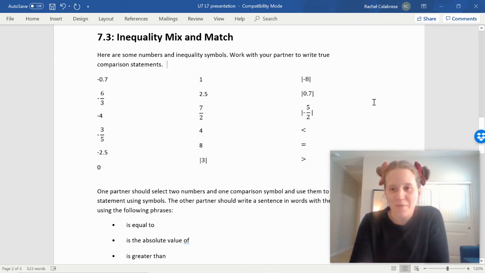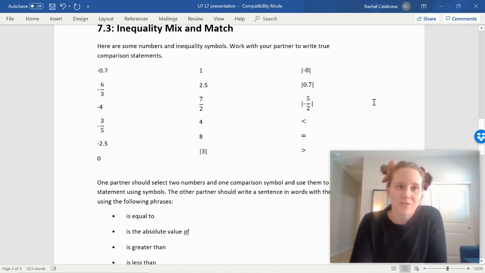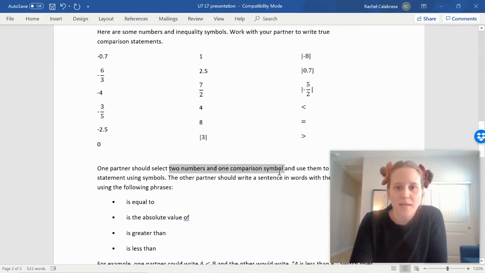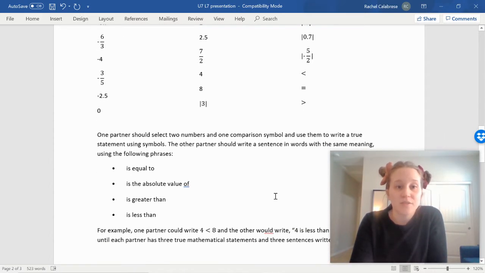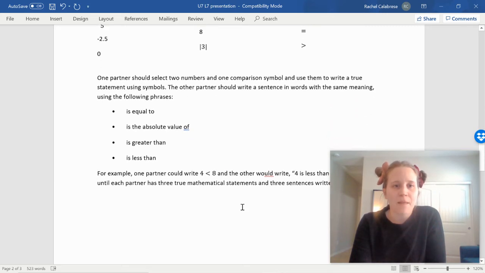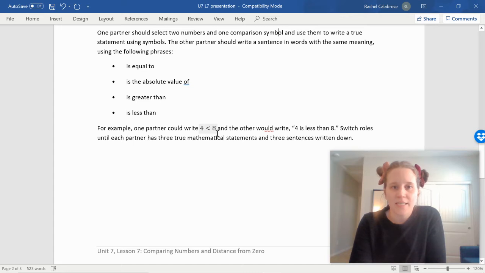It says work with your partner. You don't have a partner. I'm your partner, I guess. Work with your partner to write true comparison statements. Okay, so what you're going to do is select 2 numbers and 1 comparison symbol and use them to write a true statement using symbols. The other partner will write a sentence in words with the same meaning using these phrases: is equal to, is the absolute value of, is greater than, is less than. Okay. For example, one partner could write this. This is with symbols. This is with, and the other would write this sentence. Okay. This says 4 is less than 8, so that's why it's written out like a sentence.